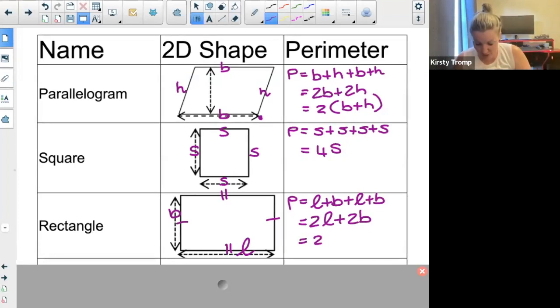Or we can say 2 open brackets, length plus breadth.